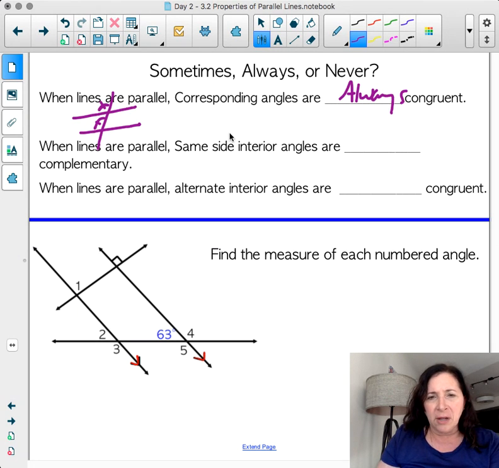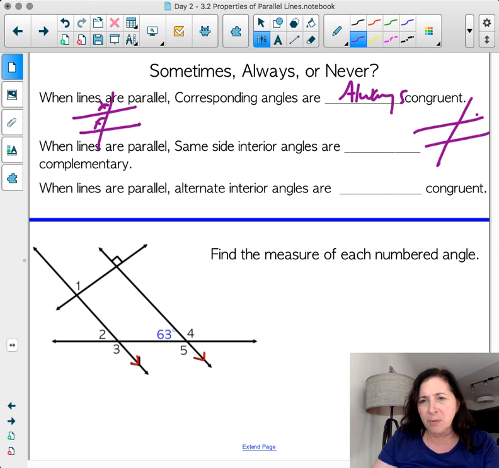When lines are parallel, same side interior angles, so that would be two lines parallel, same side interior. Well, if these are the parallel lines, then the interior angles on the same side, inside, are these two angles. And they're never congruent. Actually, they're supplementary, so you'd say never.